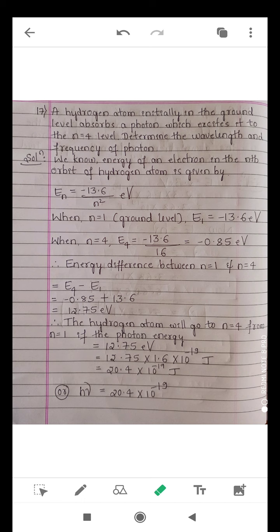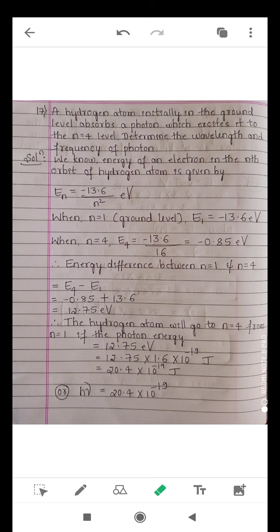So the question says that we need to get the energy for the ground level to its n equal to 4th level. So when I consider n equal to 4, E4 value is minus 0.85 electron volt. So now the energy difference between n equal to 1 to n equal to 4, that is for ground level to n equal to 4th level. So therefore E4 minus E1, so the energy value comes out to be 12.75 electron volt.